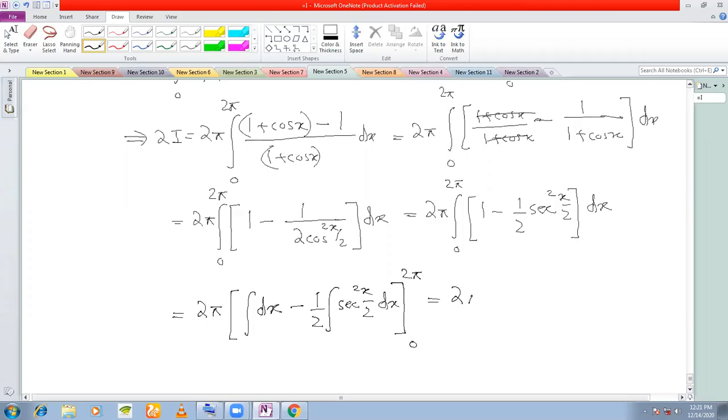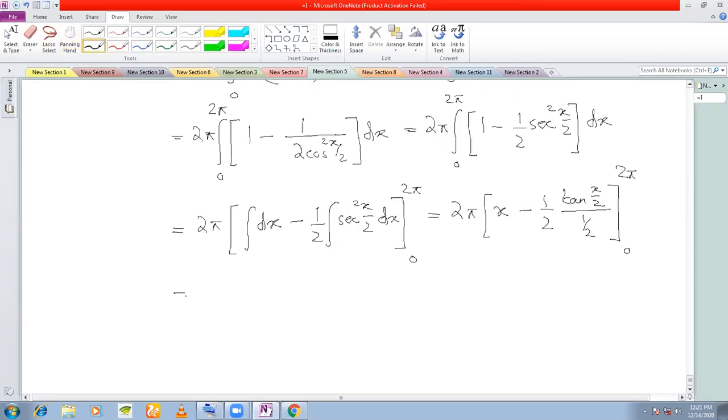So which is 2 pi into x minus half. What is the integration of sec square? It is tan x by 2, but not only that, it is divided by the derivative of x by 2, which is half. And this has to be evaluated within the limit 0 to 2 pi. So this is 2 pi into x minus, now this 2 and this 2 will cancel because this 2 will go on top. So this becomes simply x minus tan x by 2 evaluated between the limit 0 to 2 pi.